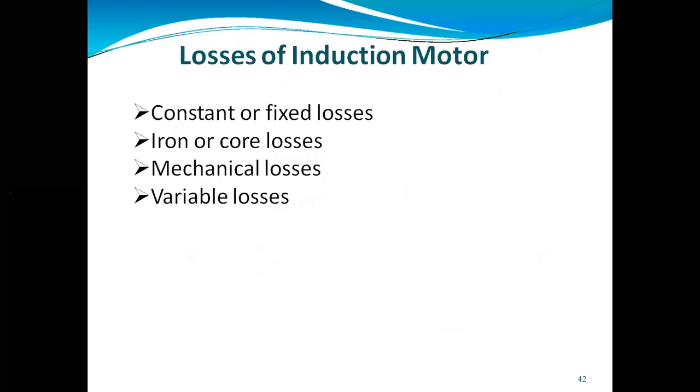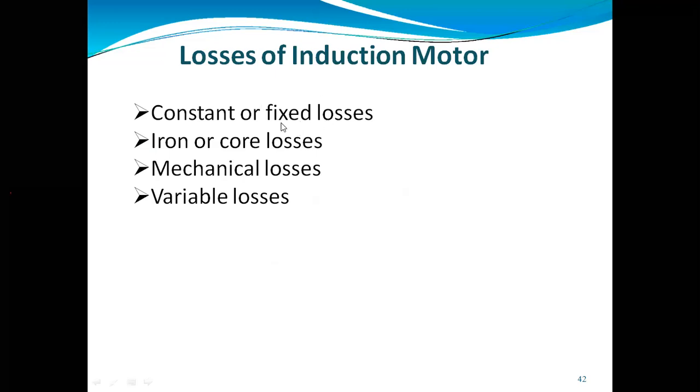Now we want to see the losses of the induction motor. Already we have seen the numericals. In that we have seen there are different types of losses in the induction motor. These are the constant loss, or fixed loss, iron loss, mechanical loss, and variable losses. The constant loss can be calculated by performing a no load test on a three-phase induction motor. These losses we can take as constant.